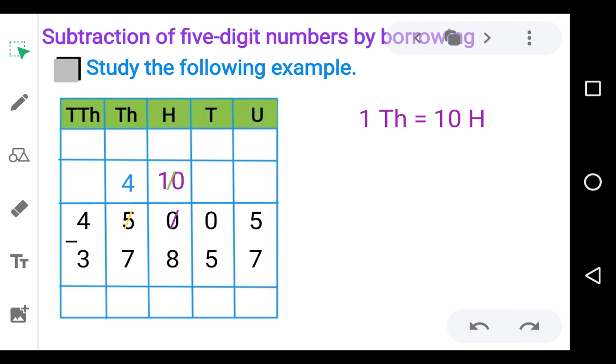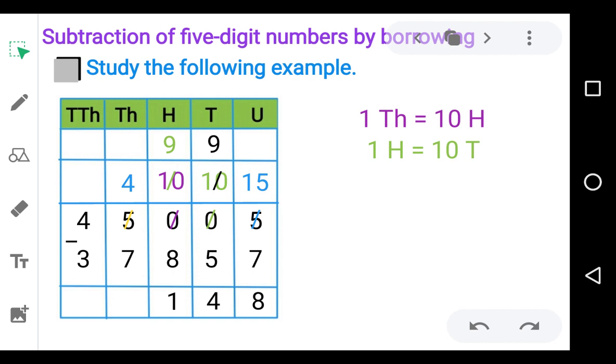So this 10 will be 9, and at the tens place, see, 100 equals 10 tens. So at the tens place 0 will be 10. Now we borrow 1 from the 10 tens. So this 10 will be 9, and at the unit place this 5 will be 15. Now 15 minus 7, 8. At the tens place, 9 minus 5, 4. At the 100 place, 9 minus 8, 1.